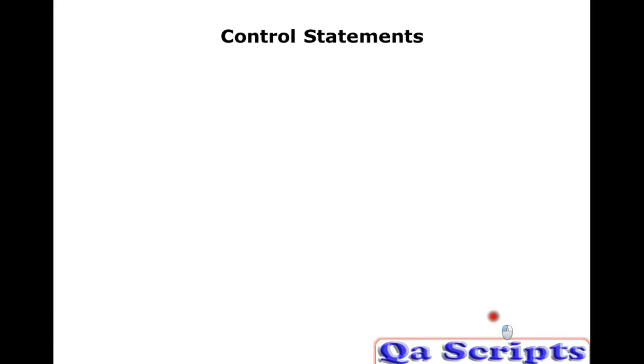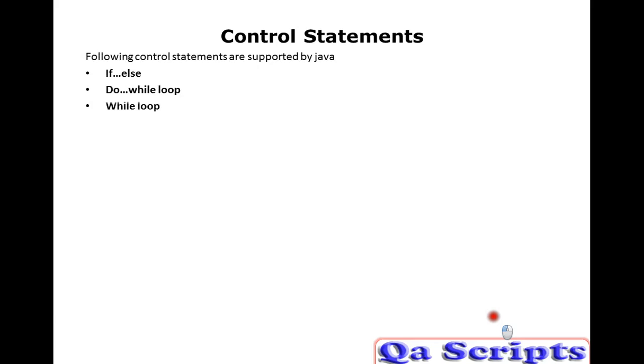Let us see what control statements we have, that is, the types of control statements in Java. We have if else, do while loop, for loop, for each loop, and switch cases. So these are the different types of control statements Java is going to support.